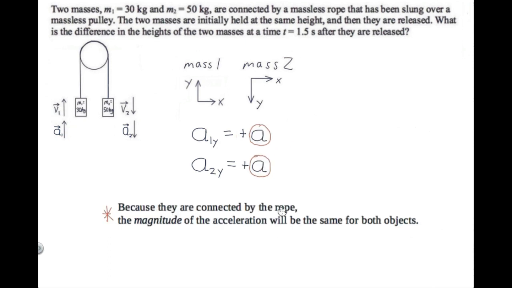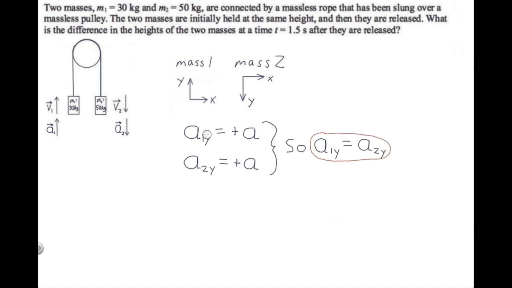Because they're connected by the rope, the magnitude of the acceleration will be the same for both objects. So we can represent the magnitude of the acceleration for both objects with the same symbol, a, written without an arrow on top. So, a sub 1y equals positive a, and a sub 2y also equals positive a.